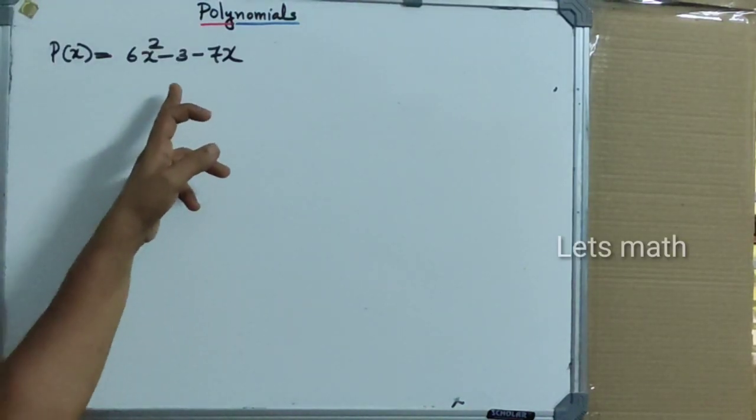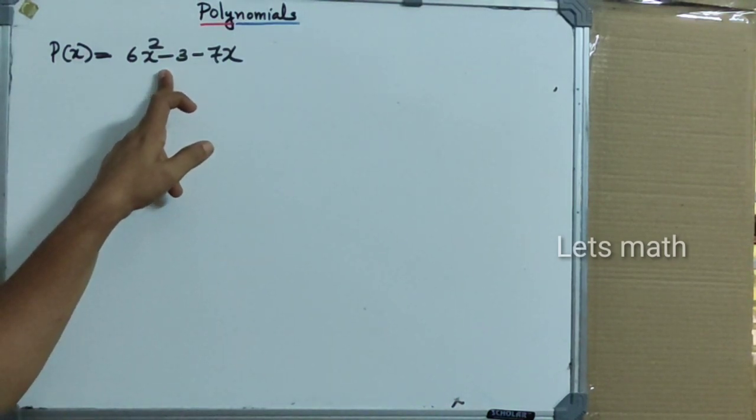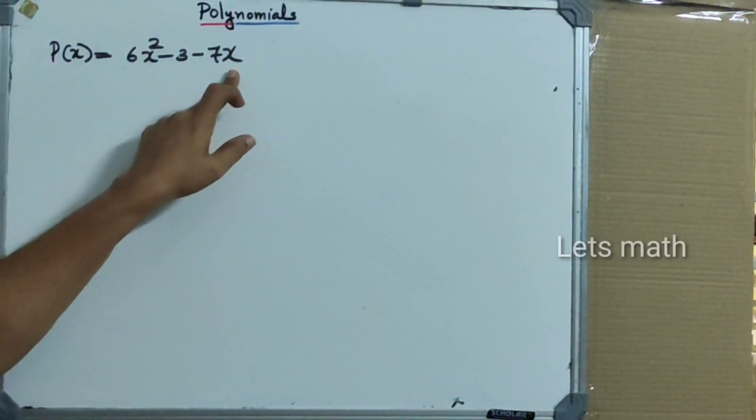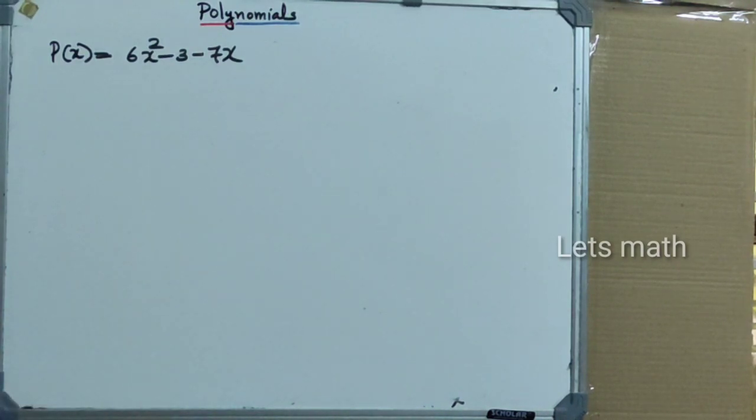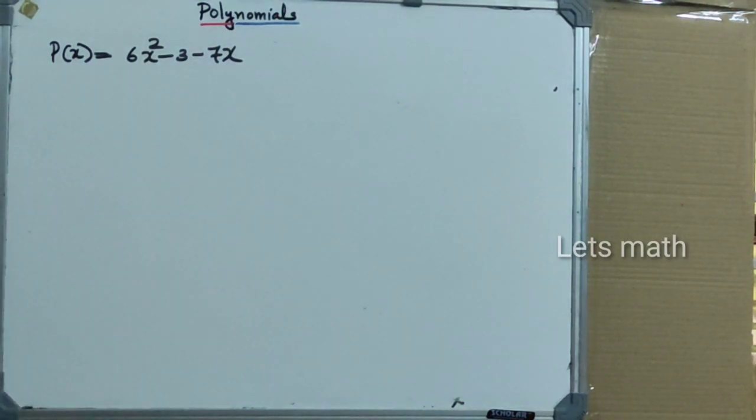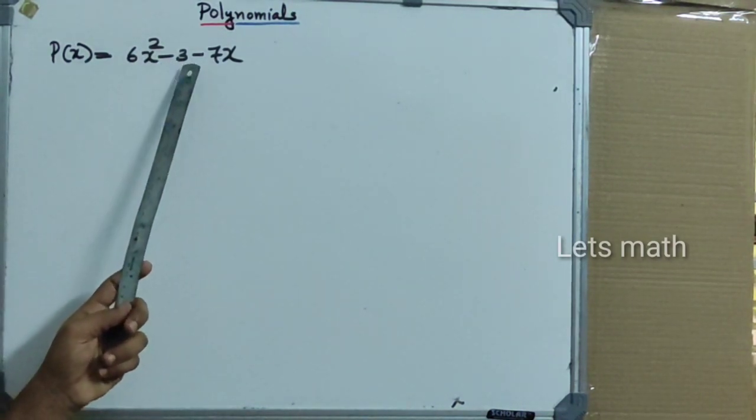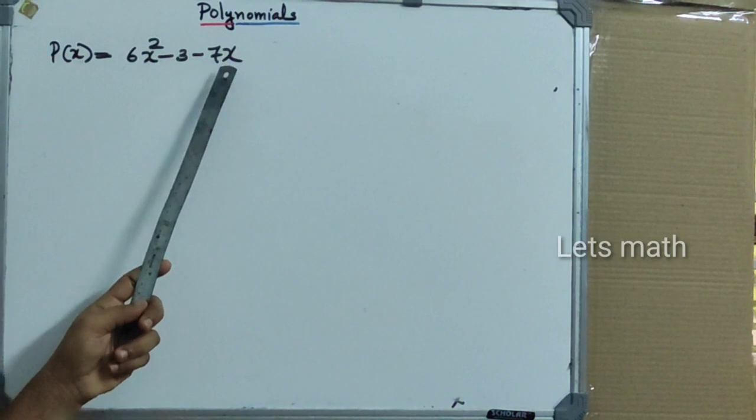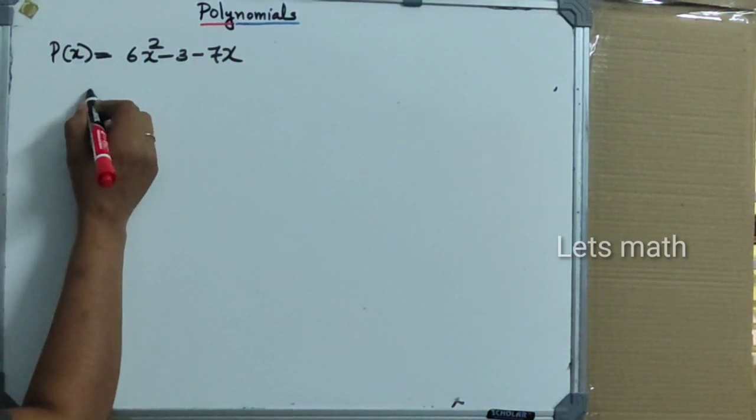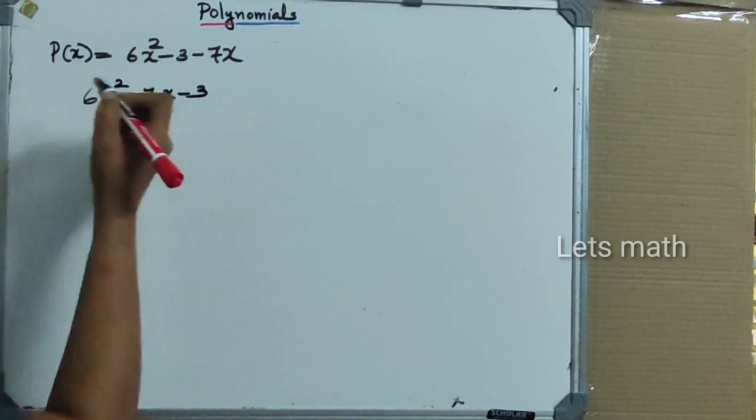Here you have another question. Same process. P of x equal to 6x square minus 3 minus 7x. We have to find the zeros and verify the relationship. Now see whether it is in the standard form. Is it in the standard form? No. You can see x square term, after that constant, then x term. So let us rearrange it: 6x square minus 7x minus 3.